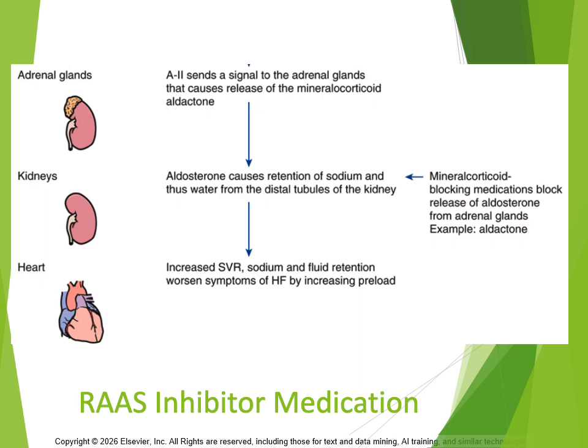These are other examples. Your mineralocorticoid blocking medications help block aldosterone, so an example like Aldactone has a role in reducing the stimulation of the RAS system within the kidneys itself. All of these are in hopes to decrease systemic vascular resistance and decrease the amount of fluid and water retention that are worsening symptoms for the patient.